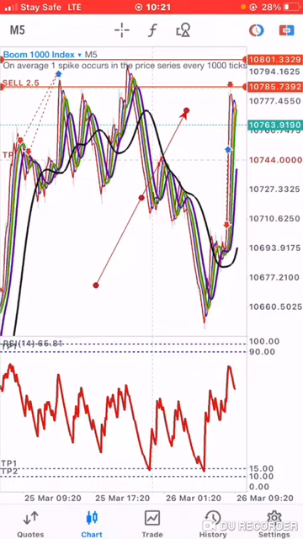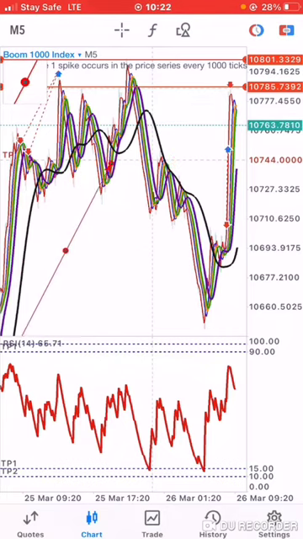And why is this the next area of support? This is why it is our next area of support, because this market touched here once, twice, and thrice. And that's why I place my take profit at this point.